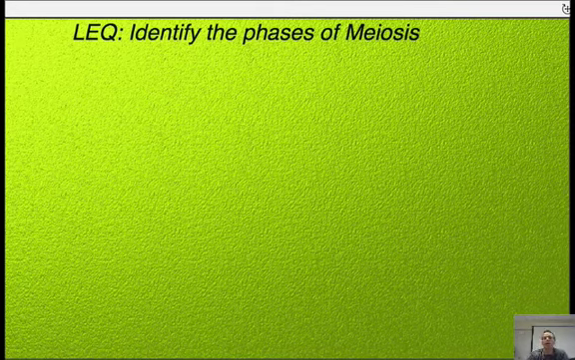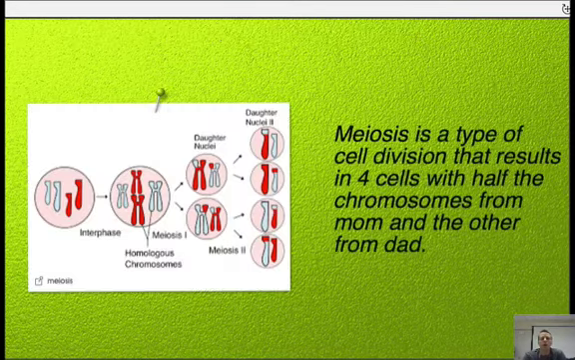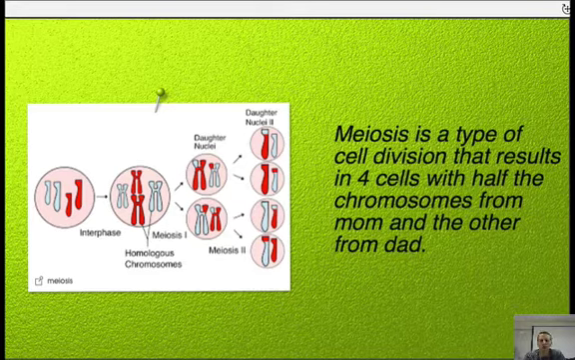So first, looking at what meiosis is. Meiosis is a type of cell division that results in 4 cells with half the chromosomes from mom and the other half from dad. So we're now getting into sexual reproduction here. And a big difference you already notice right there is it's 4 cells. Remember, mitosis was 2 diploid cells, where now meiosis is getting into 4 haploid cells. But we'll get into those haploid cells a little bit later in the video here.